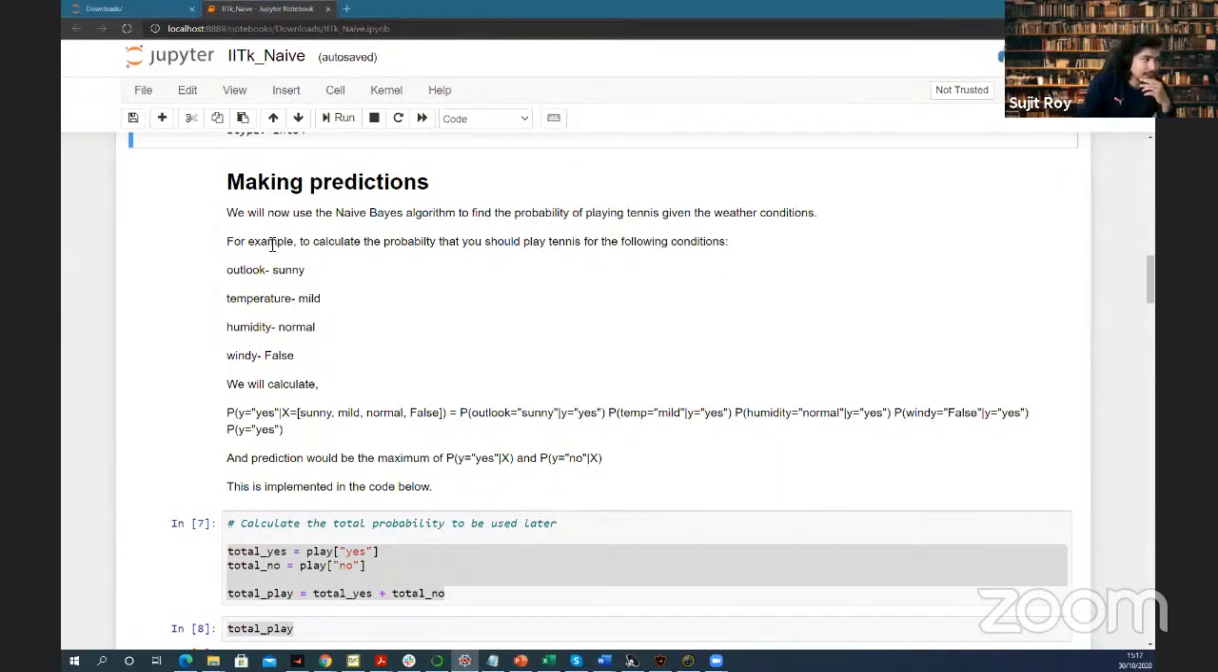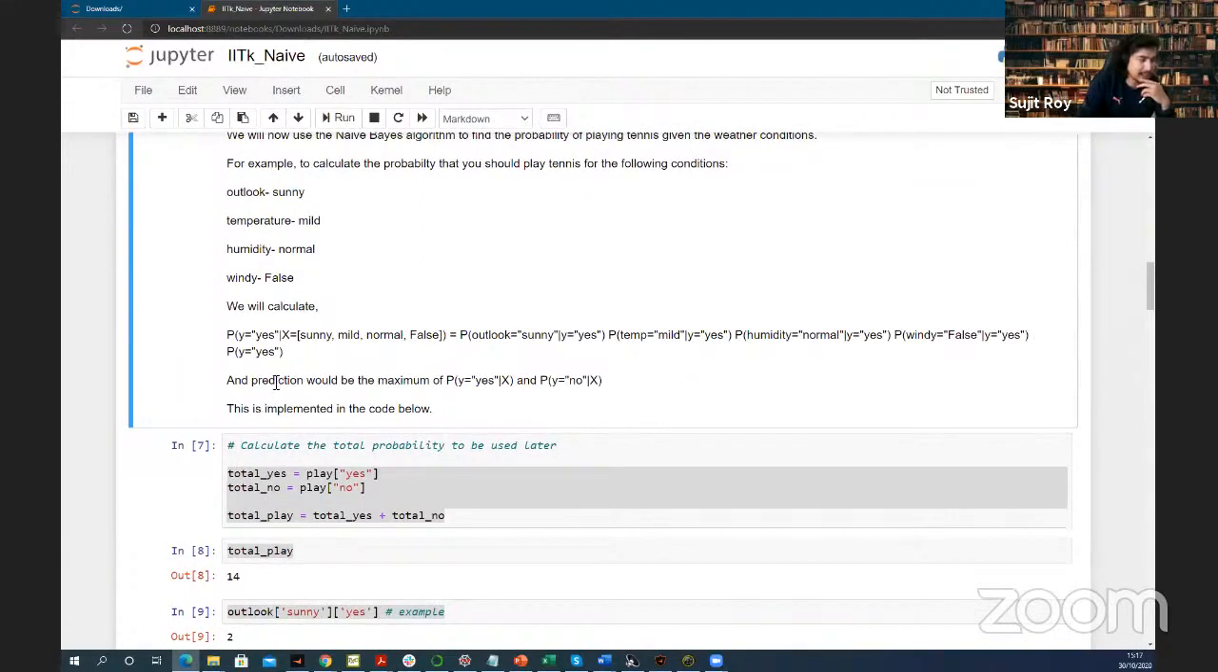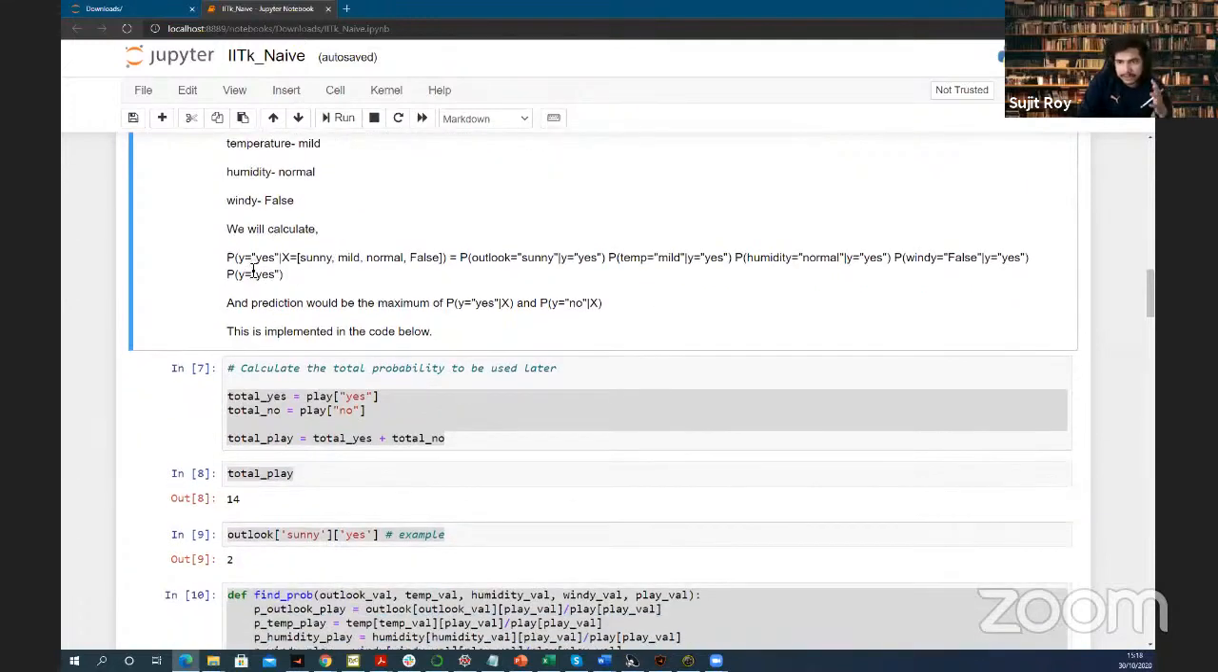on your own time. So for example, to calculate the probability that you should play tennis for the following conditions, where the outlook is sunny, temperature is mild, humidity is normal, and windy is false, we will calculate the probability of Y, that is yes, given X, that is sunny, mild, normal, and false. False was our windy condition, right? So we'll compute the probability of outlook sunny given Y equal to yes, temperature mild given Y equal to yes, humidity normal given Y equal to yes, windy false given Y equal to yes, and then the probability of Y being yes in any case. To check, the prediction will be the maximum of P of Y yes given X and P of Y no given X. So this is the first step that we are going to use.